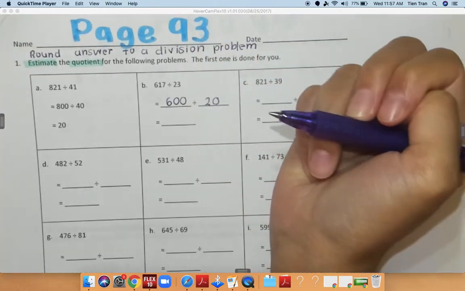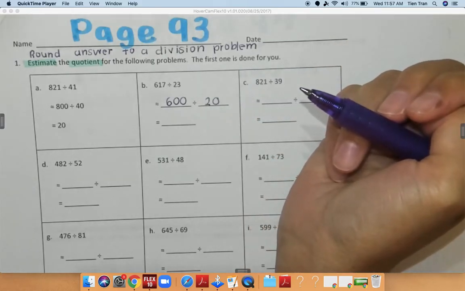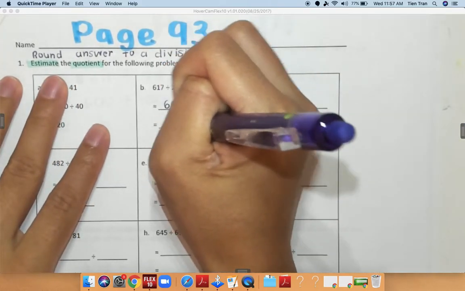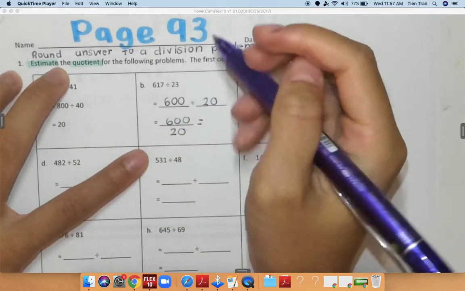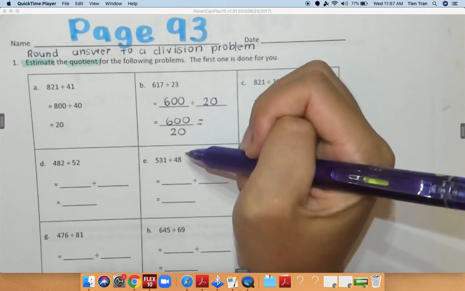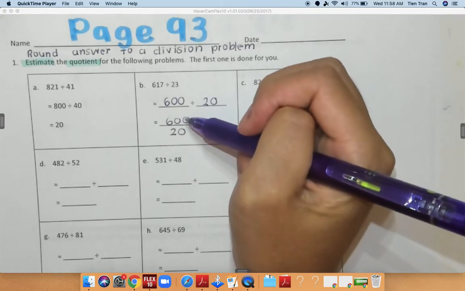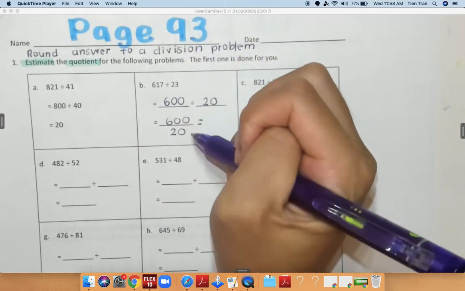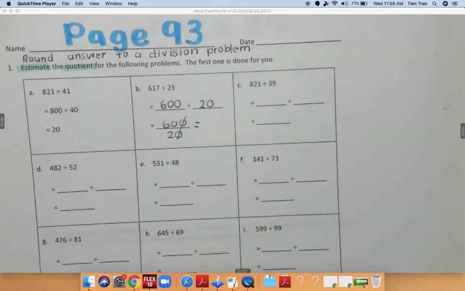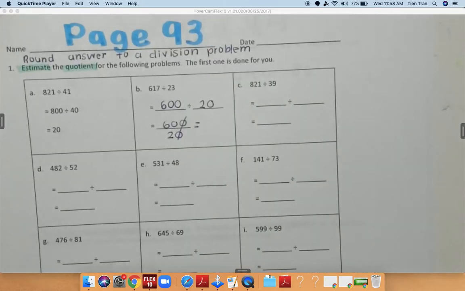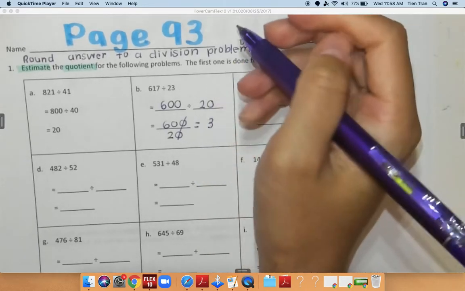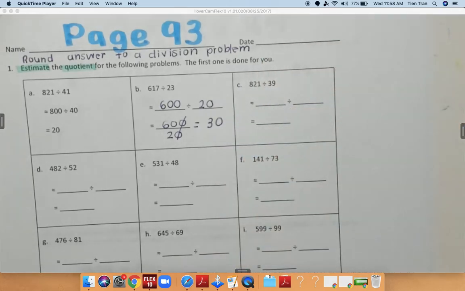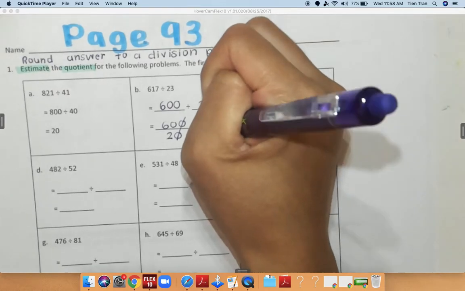So now I'm going to divide 600 divided by 20. I'm going to write that down, 600 divided by 20. I know that I can cross off my zeros, and the reason being is because 20 divides evenly into my numbers, 60. So 2 goes into 6 3 times, and 2 can go into 0 0 times. So I get my answer of 30. So my final answer is equal to 30.